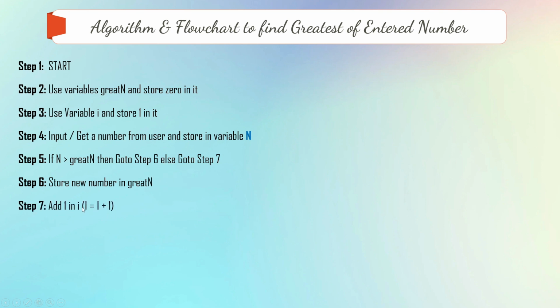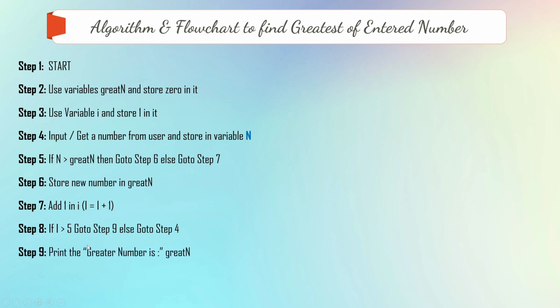What is step 7? It will increment the value of I by 1. So it will go 1, 2, 3, 4 up till 5. So we will check if I is greater than 5, because this iteration we have to do 5 times, right? If I is greater than 5, go to step 9. That means step 9 will be printing that the greater number is greatN. We have found the greater number, so we will print it here.